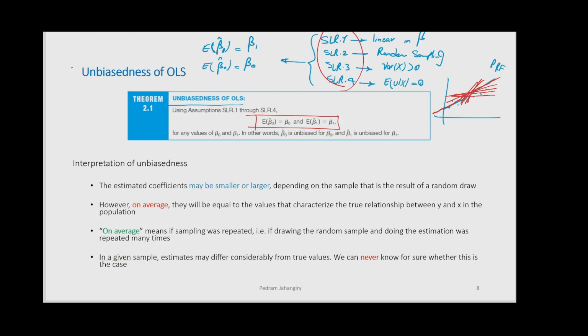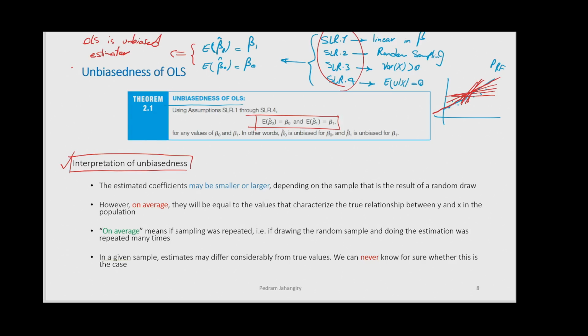So having these 4 assumptions, we say our OLS is unbiased. Unbiased estimator means that on average you're hitting the right slope, on average you're hitting the right intercept. Okay, so the interpretation of unbiasedness is very important. It's going to show up on your homework, exam, etc. This is really important because this is the main takeaway from the first 4 assumptions.